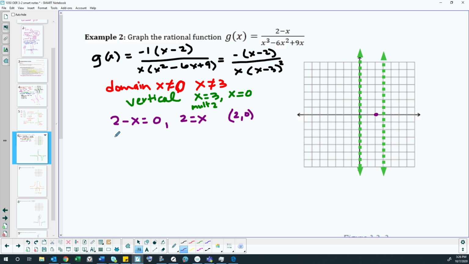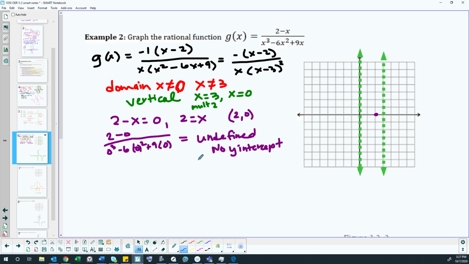There it is. Then for our y-intercept, we will have 2 minus 0 over 0, 3 times 0, no wait, that 3 is not there. So 2 minus 0 over 0 cubed minus 6 times 0 squared plus 9 times 0. Uh-oh, that's causing us to divide by 0. We can't do that, that's undefined. Obviously, if we thought about our domain earlier, we would know that x can't be 0, so there is no y-intercept. So even though sometimes our graph can cross a horizontal asymptote, it will never cross a vertical asymptote.